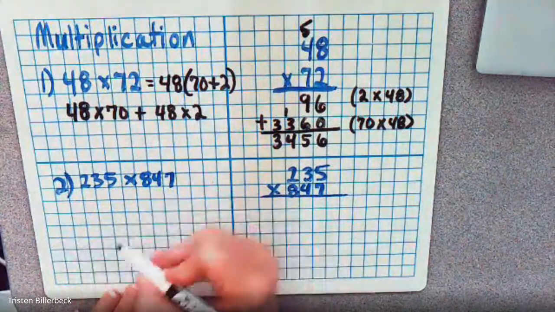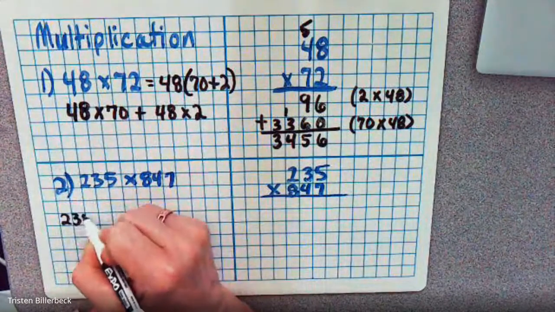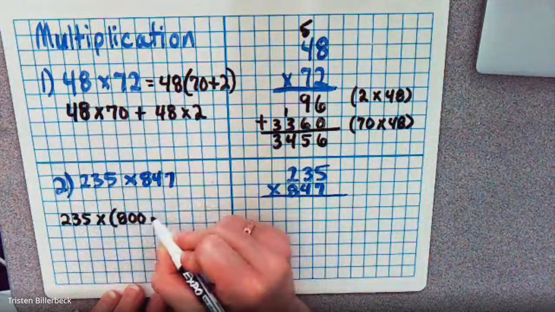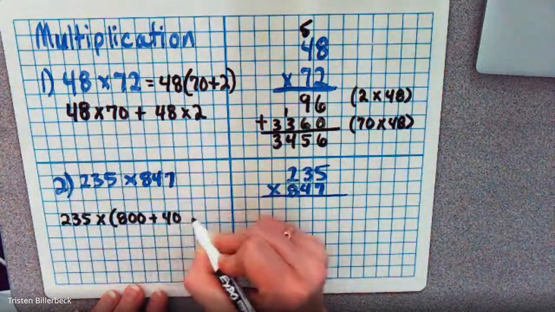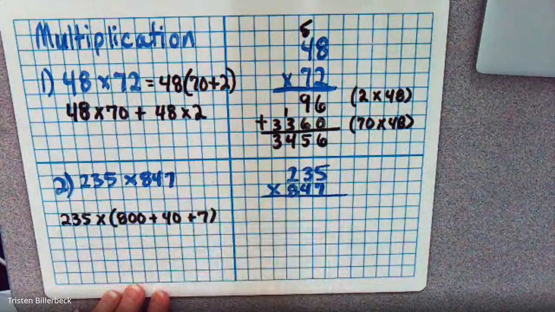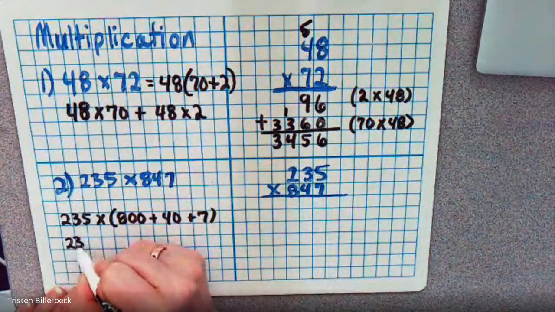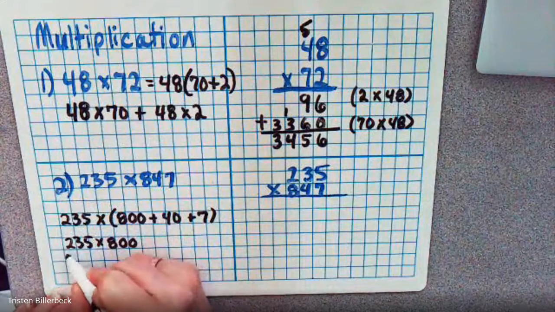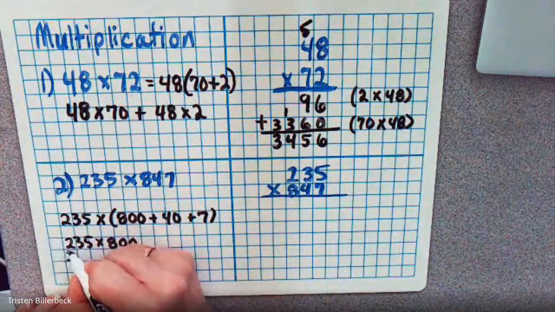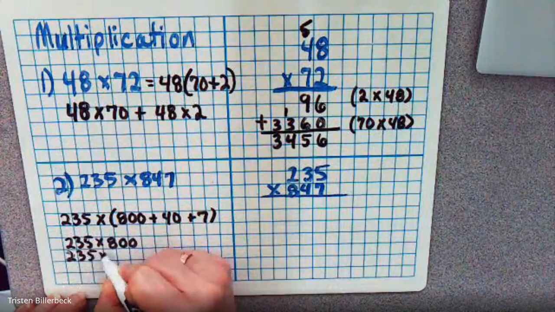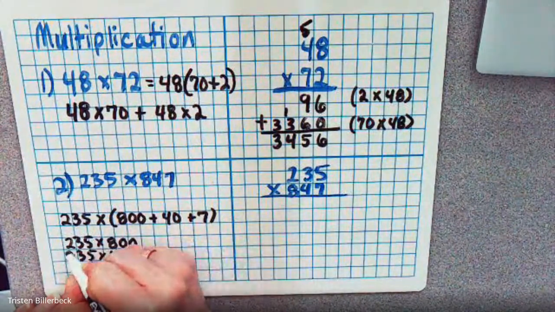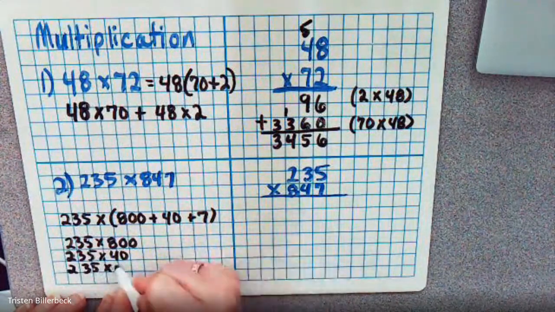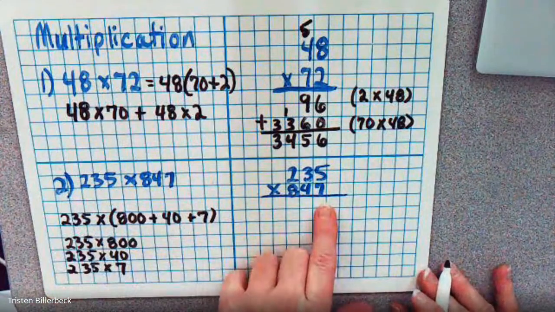All right, so when we look at this, yikes, we've got a big number here that we're multiplying. So this is going to be the same thing as 235 times 800 plus 40 plus 7. Okay, so we're going to have 235 times 800 that we're going to do. We're going to do 235 times 40. And we're also going to do 235 times 7. Okay, but we're going to do it in this format.